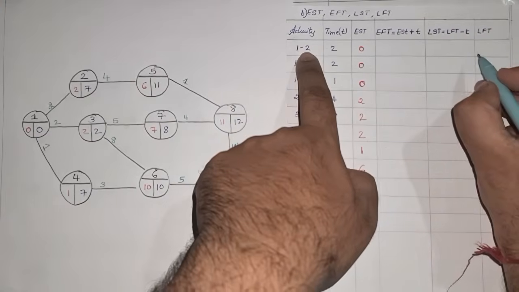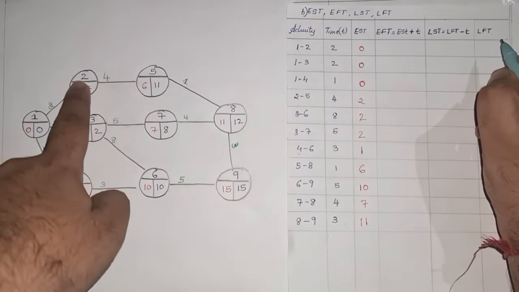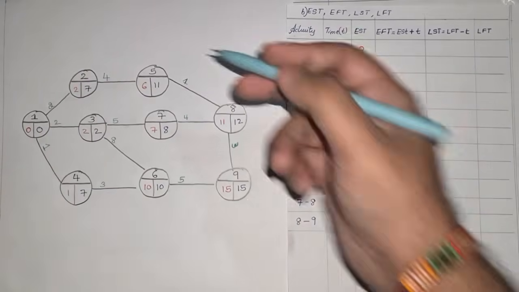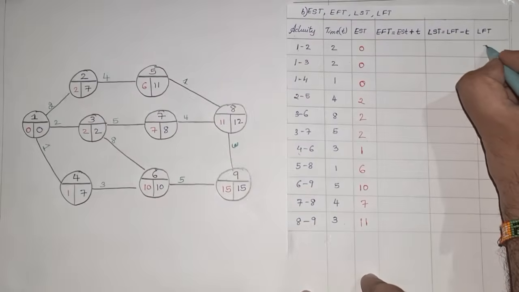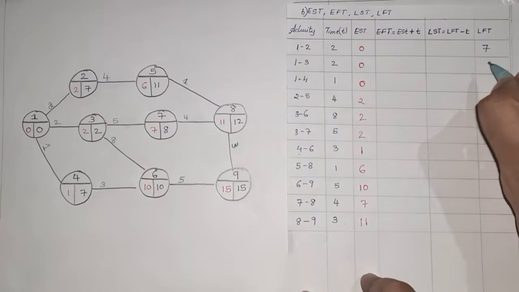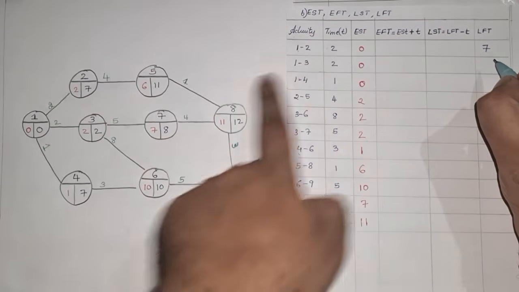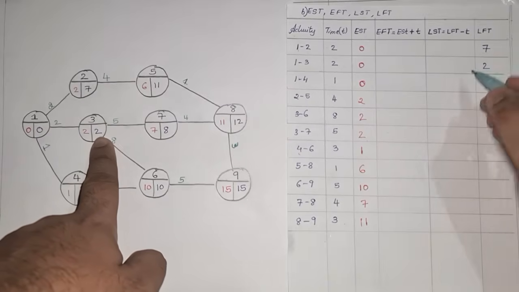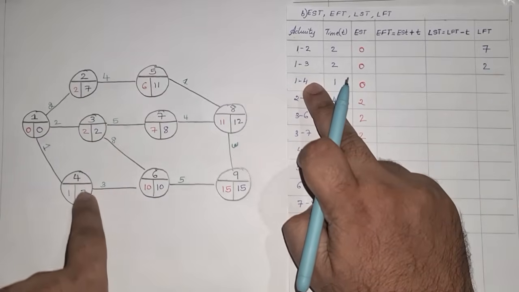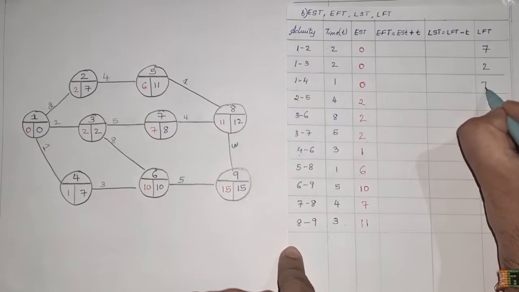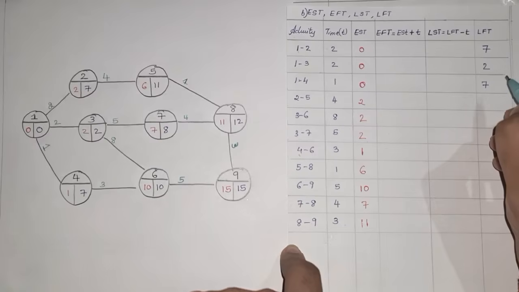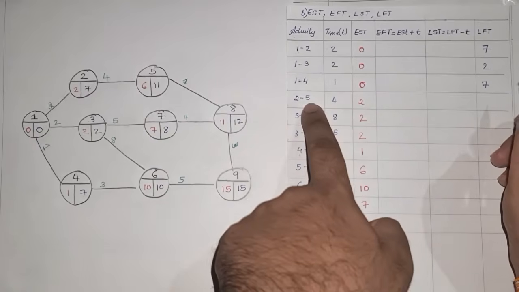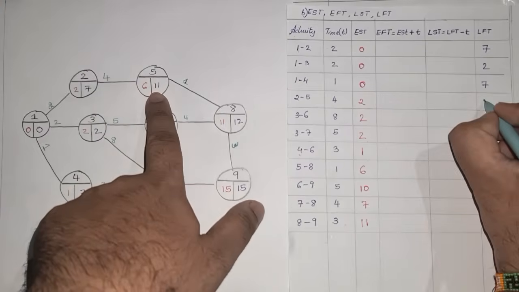For example, for activity 2, the latest time, the second time, is 7. I'm noting it down in blue so it's easy for everyone to understand. So latest finish time is 7. Next is activity 3. Activity 3's latest finish time is 2. For activity 4, it is 7. For activity 5, you will have to look at the second numbers. For activity 5, it is 11.